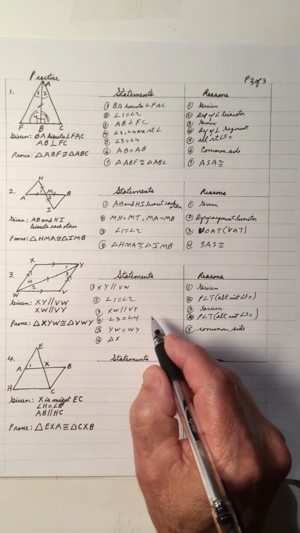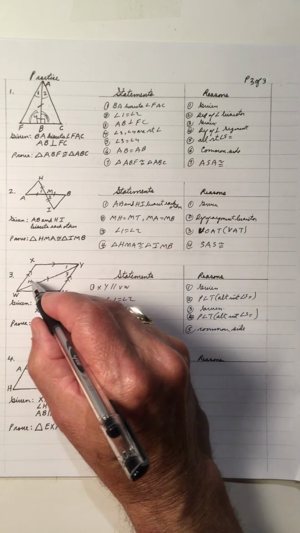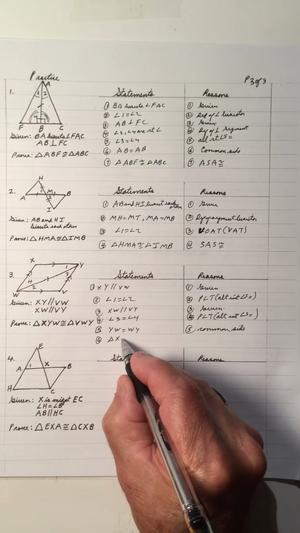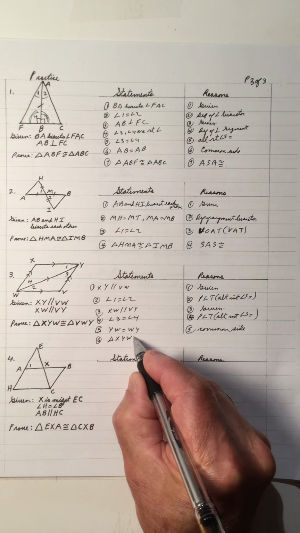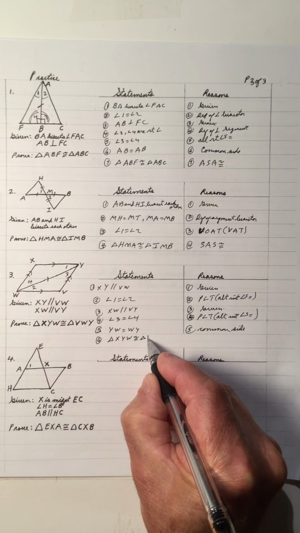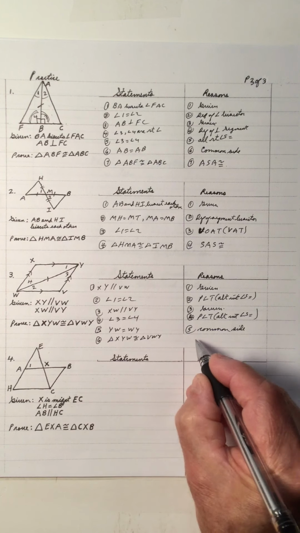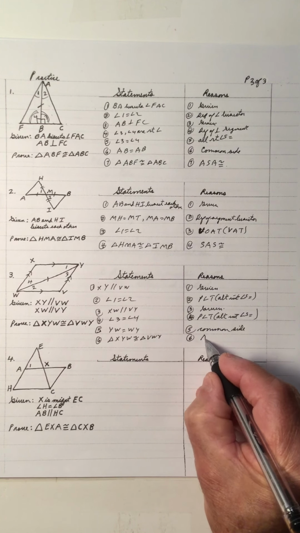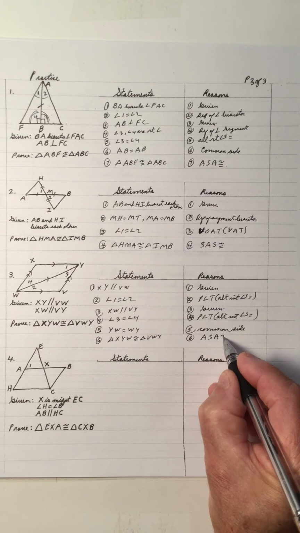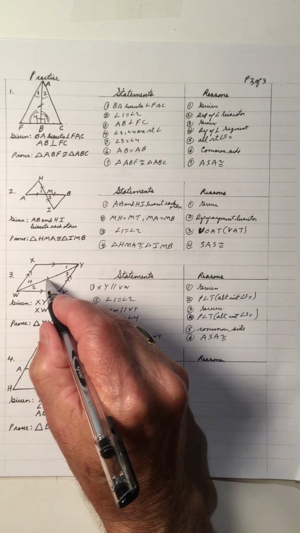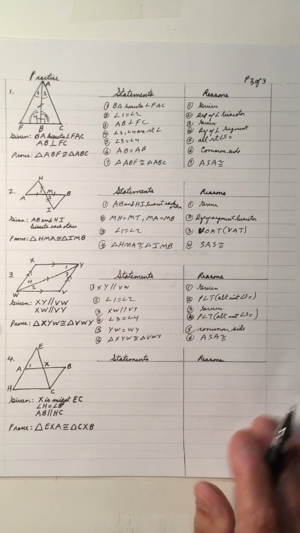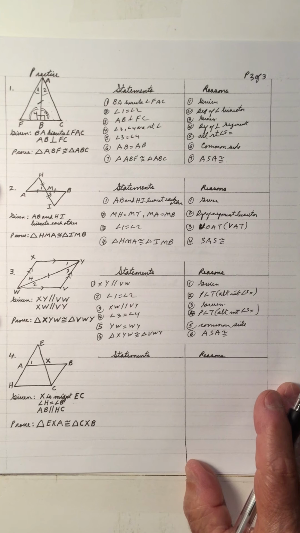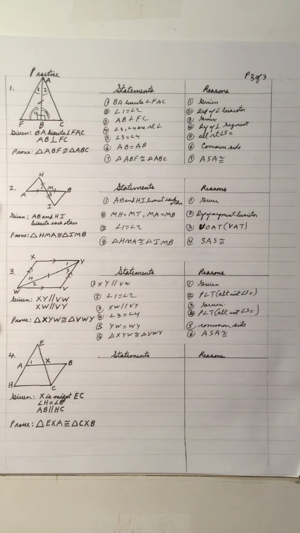And that means I have angle, 2 angles on the side. So XYW is congruent to VWY by ASA congruency. Angle, side, angle. And we have one more proof to do. Let's see about this proof.